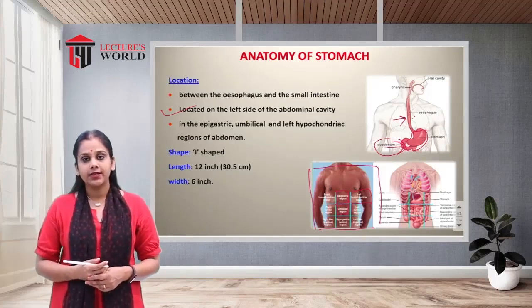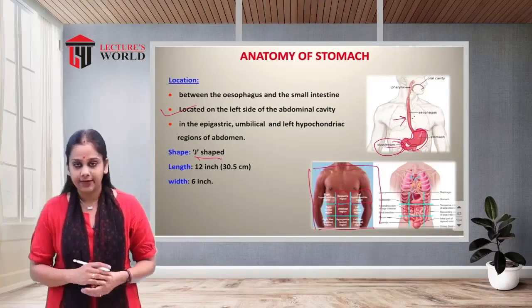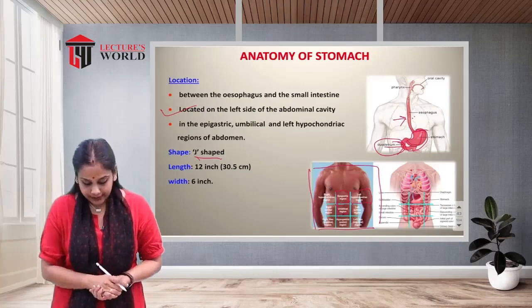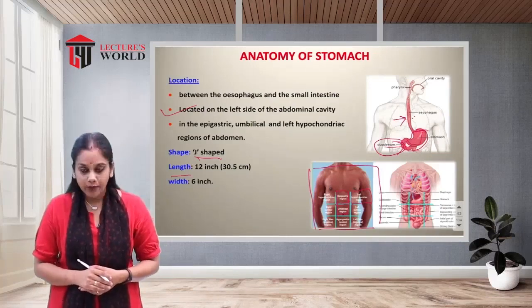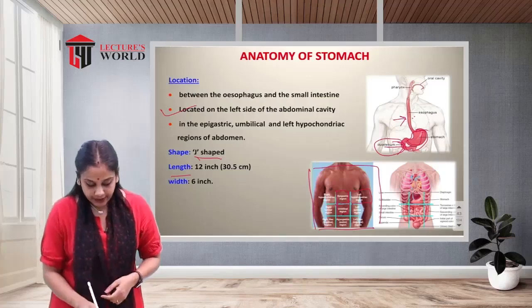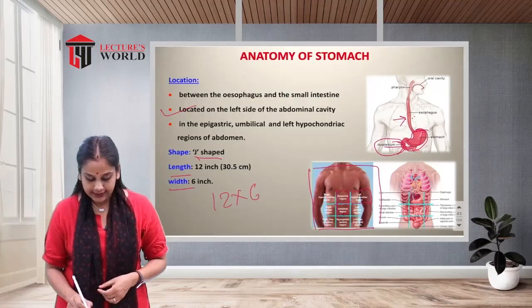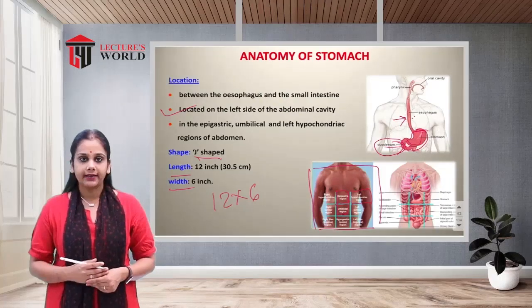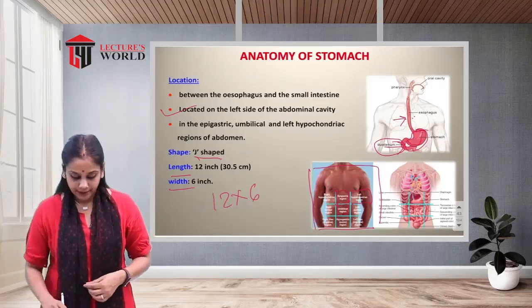Now, the shape of the stomach is J shape. You can see this is in J shape. Then the length is 12 inches, or 30.5 centimeters. Then the width is 6 inches. So we can say 12 by 6. The length is 12 inches, and the diameter, or width, is 6 inches.